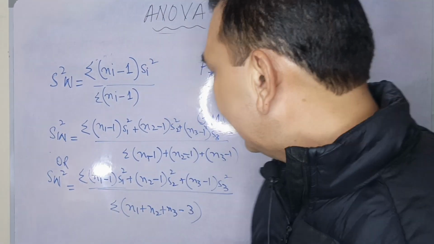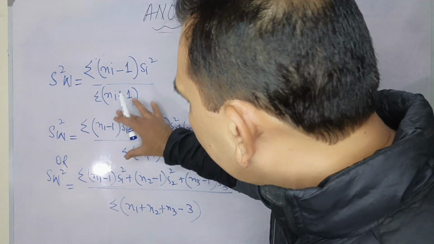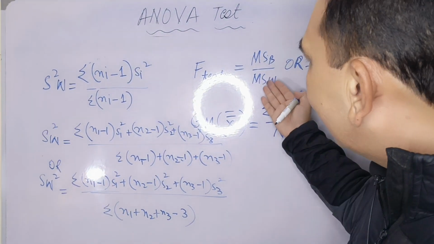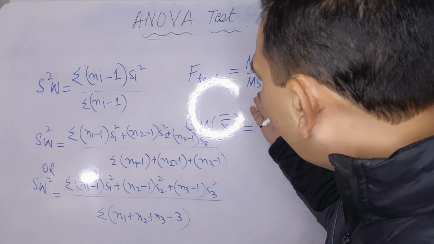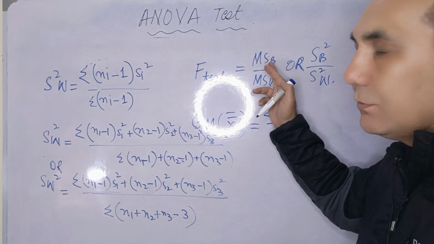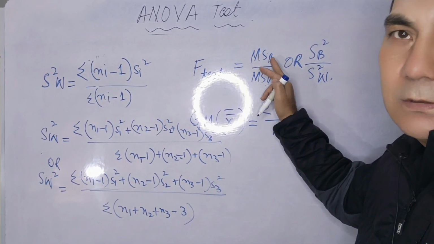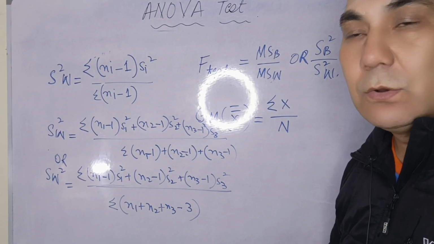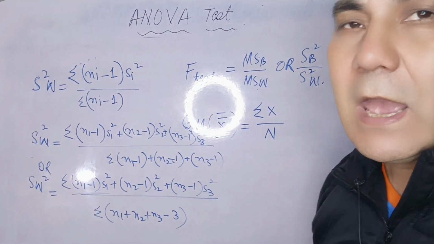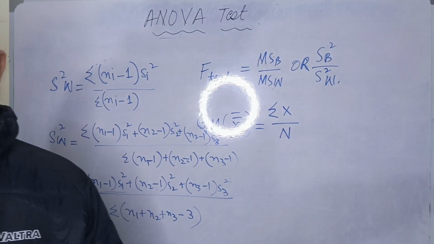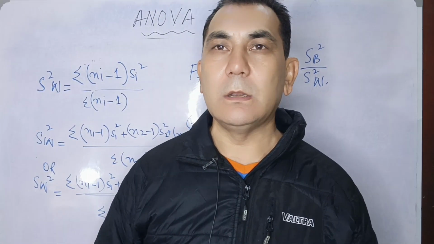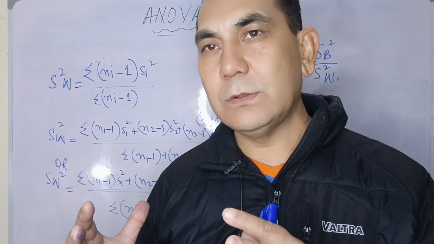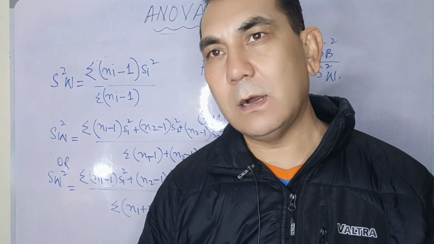Then when you calculate the value of the mean square between the groups, and the value of the mean square within the groups, you divide the mean square between the groups by the mean square within the groups, and you come up with the result of the F test. Okay, let's solve a numerical problem of the F test. It will clear your concept more on how to solve the F test by using a problem.